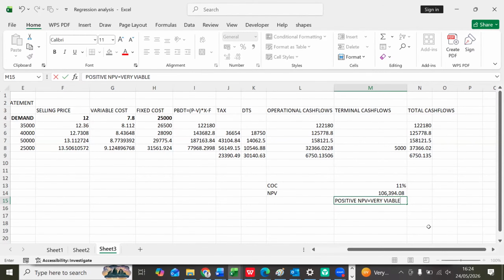Somebody had asked, how are we getting this operational cash flow? Remember, I gave you the formula for getting operational cash flow. We said you take PPDT, you less tax, and then you add a depreciation tax shield. So we took this PPDT minus taxation, plus this one here. And then we were able to copy the formula down very nicely.